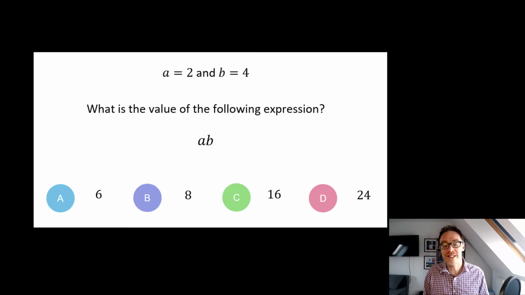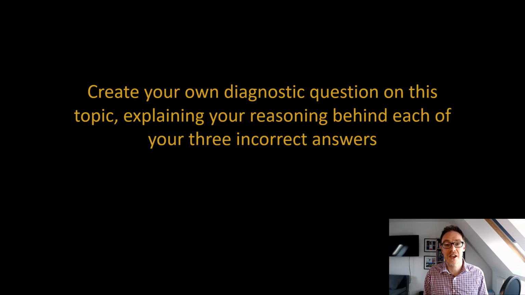A homework I like to set to my students is this. Create your own diagnostic question on this topic, explaining your reasoning behind each of your 3 incorrect answers. Now let me show you an example of one of my Year 11's homework on this so I can hopefully try and articulate the power of this homework.